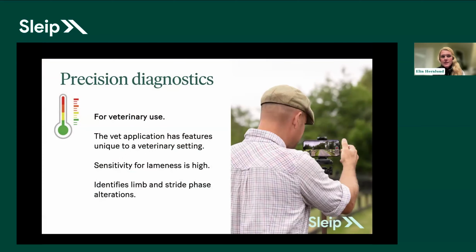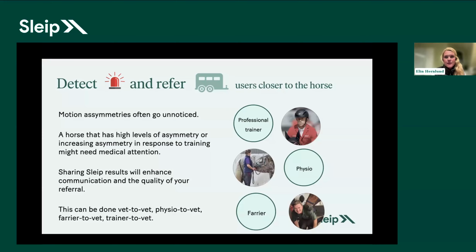So for a vet, this would be something you'd use for precision diagnostics. There's a version of Sleip for vets, and this was the original thing that we developed, of course. It has features that are unique to the veterinary setting, and again, it's very sensitive for lameness as a parameter, and it would identify the limb and the stride phase alterations. But other professionals within the equine industry could also use these measurement tools, and this is what we're going to discuss today.